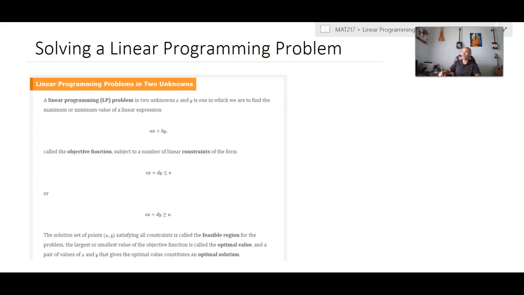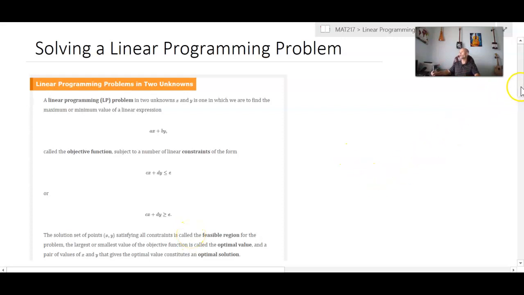We call that the objective function, and it's subject to a number of linear constraints of the form cx plus dy is less than or equal to e. So the point here is we have a linear expression less than or equal to a constant, or potentially greater than or equal to a constant. The solution set of points (x, y) satisfying all constraints is called the feasible region.